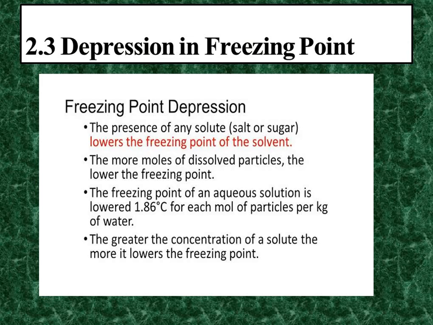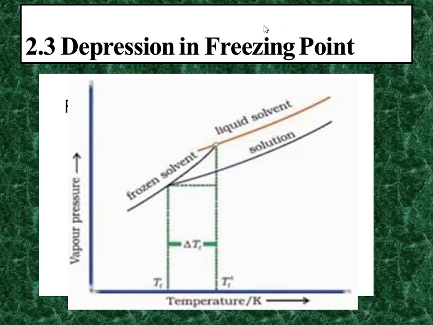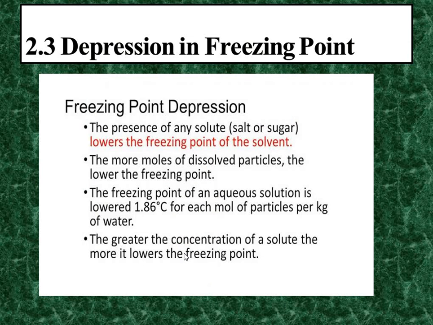Next, our third property is depression in freezing point. Depression means decrease, so depression in freezing point means a decrease in the freezing point of a solvent, where solute is added to a pure solvent to decrease its freezing point. This is a graph for that. The pure liquid has this freezing point, but after adding a solute, the solution will be at this temperature. Pure will have a higher freezing point, then after adding solute it will be lower. So the change in freezing point is delta T_F.